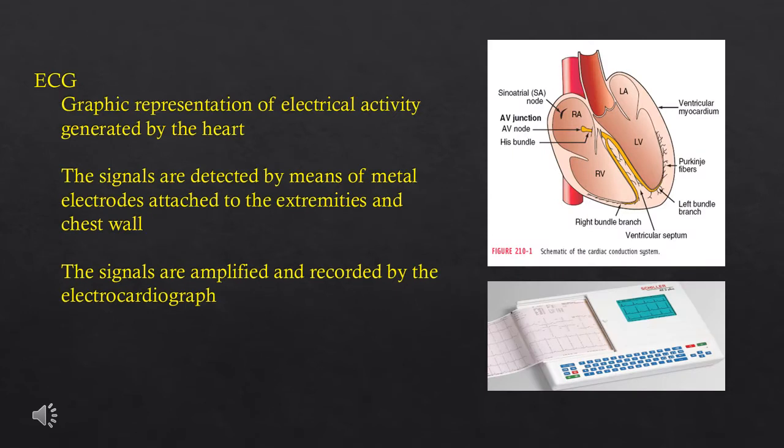ECG is the graphic representation of electrical activity generated by the heart. Usually it is dictated by the electrical activity generated from the SA node. The signals are detected by means of metal electrodes attached to the extremities and chest wall, and these signals are amplified and recorded by the electrocardiograph.